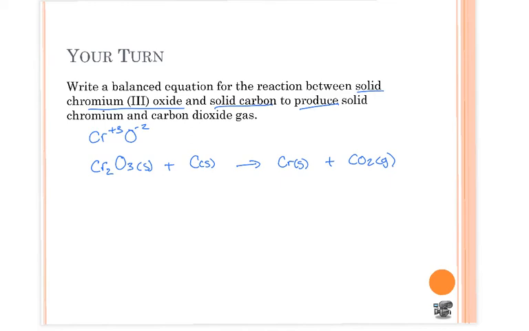We look to see if we have an element that occurs in only one compound on both sides of the equation, and we see that we have chromium, but since chromium here is free on the right side, let's go ahead and balance oxygen, because oxygen occurs in only one compound on both sides of the equation, and the oxygens are tied up on both sides. Here the chromium is free, so that would be much easier to balance later if I need to adjust the coefficients. Okay, so I have 3 oxygens here on the left, and I have 2 oxygens here.